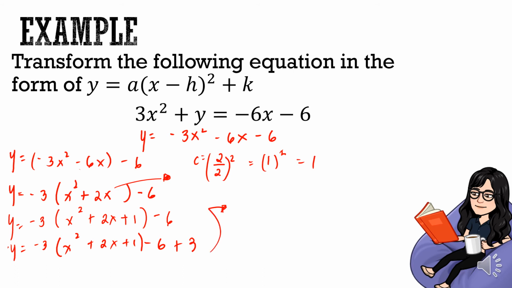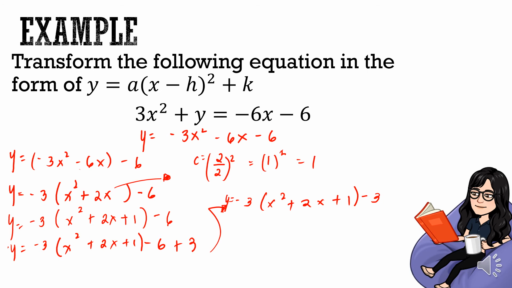So adding two unlike sign integers, we will be subtracting these two numbers and following the sign of the bigger number. So we have negative 3 times x squared plus 2x plus 1. So 6 minus 3 will give us a difference of 3. And since 6 is greater than 3 and the sign of 6 is negative, therefore this is negative 3.